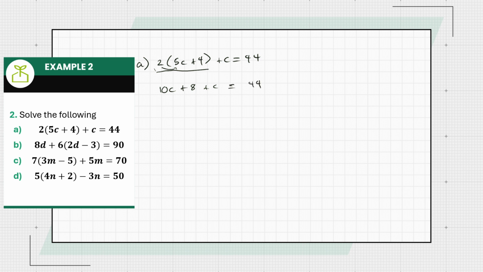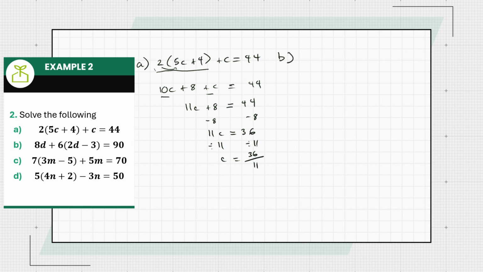Now we need to simplify by adding these two groups of c together, and we're left with 11c plus 8 is equal to 44. Okay, we're going to take away 8 from both sides, and we're left with 11c is going to be equal to 36. Now, in order to solve, divide both sides by 11, and we get c is equal to 36 over 11.